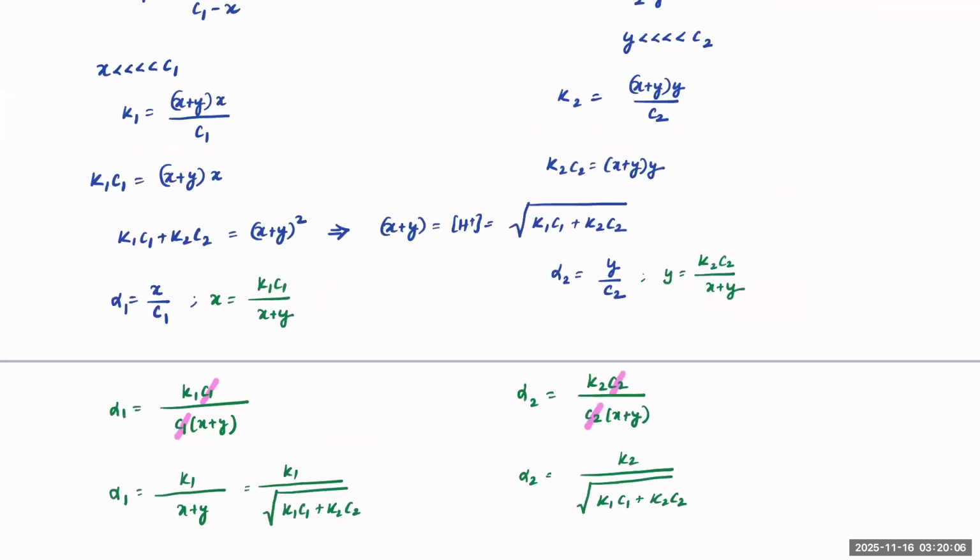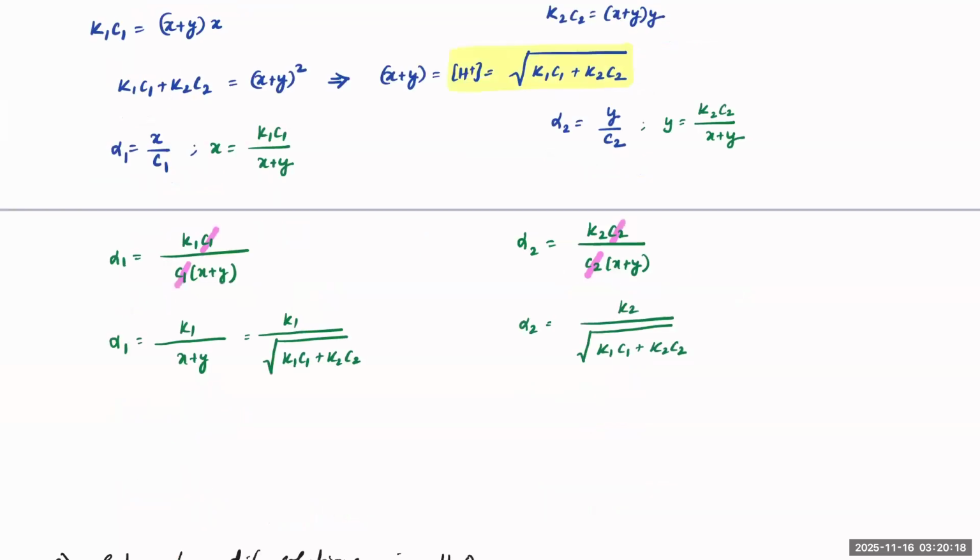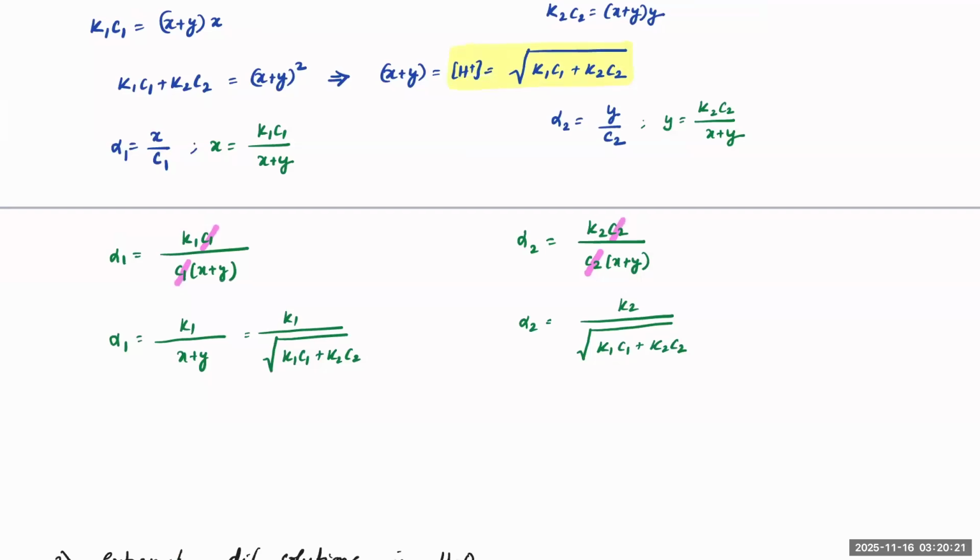Everyone, please check how to calculate H plus ion concentration. So I'll just mark the important points in here. How to figure out the H plus ion concentration for a mixture of two weak acids. Next, how to find out their degrees of dissociation. One is alpha 1, the other one is alpha 2.